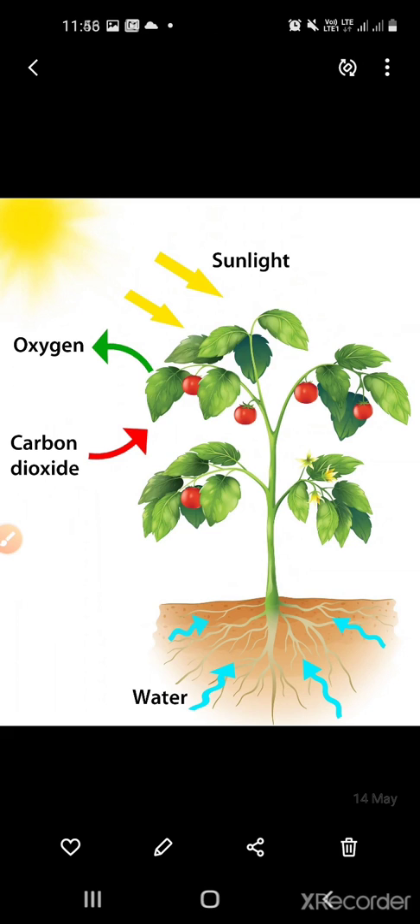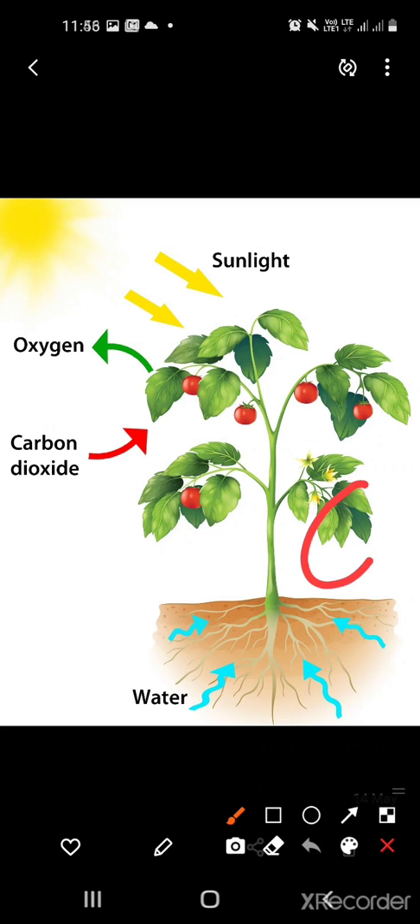Fine, the extra sugar is changed to starch and stored in different parts of the plant, like fruits, branches, and sometimes flowers also. Fine. So in this way plants use food, right?